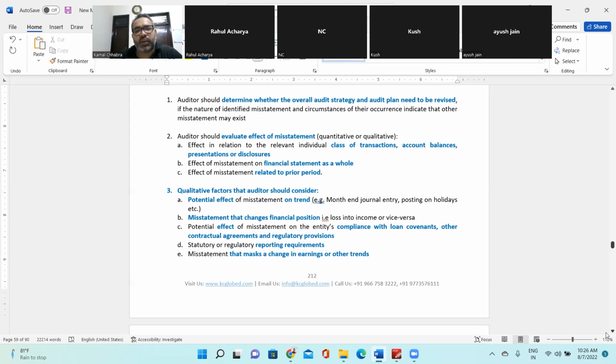Second, the auditor should evaluate the effect of misstatements, both quantitative as well as qualitative, right? There might be a misstatement which may not be very significant or material, but it may reflect that the intent of the management is biased, right? Or you can say the risk of fraud. Maybe the amount may not be bigger. Whereas, let's say, a small cash embezzlement.